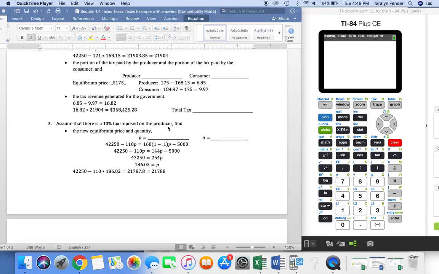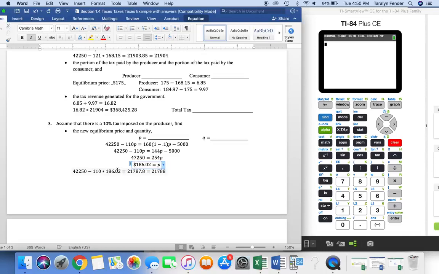Now let's put 10% on the producer. Now this means that the producer will get 10% less money. So now let's see what happens here. The original demand equation is equal to the new supply equation. So 1 minus 0.1 or 0.9 times 160 gives us 144p minus 5,000, and we simplify to get the new price, the new equilibrium price of 186.02.